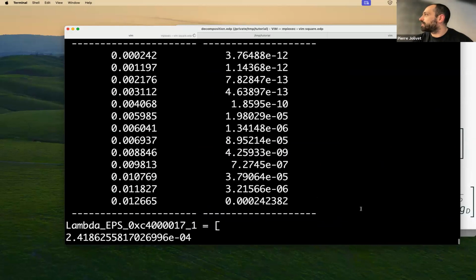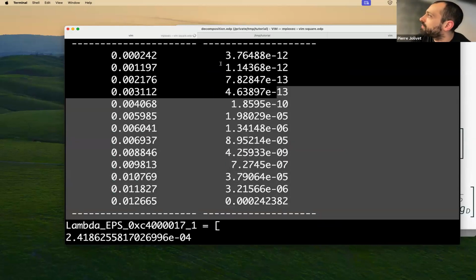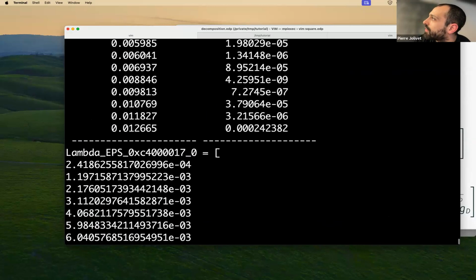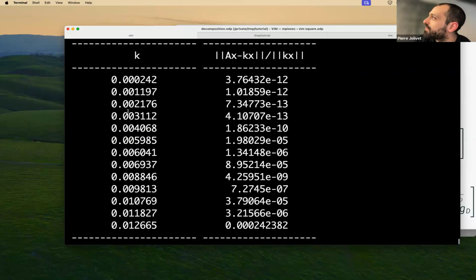Okay, so this is the second solve. So okay, 0.01 and 0.002, and the first solve 0.01 and 0.002. So solving a generalized eigenvalue problem with a right-hand side which is the identity matrix yields the same eigenvalues as solving a standard eigenvalue problem.